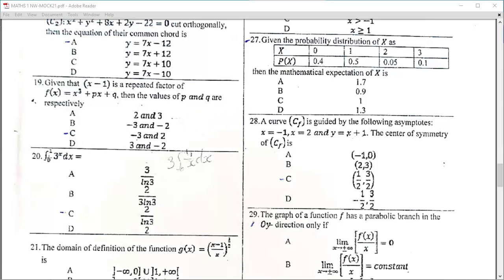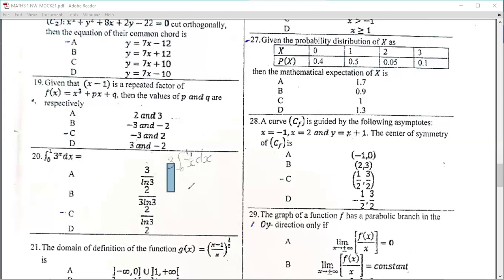Now find this integral, the integral from 0 to 1 of 3^x dx. And how do we integrate this type of functions? Many students always fear this particular question. How do we integrate this type of functions? So to integrate a function whose base is not e, we have to do this.